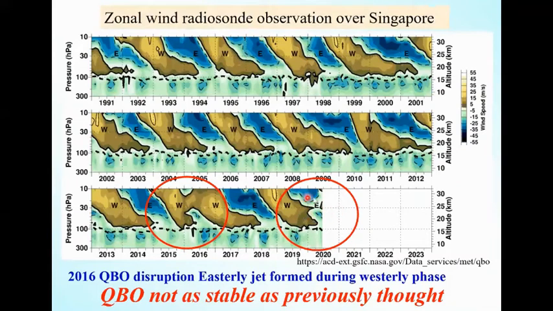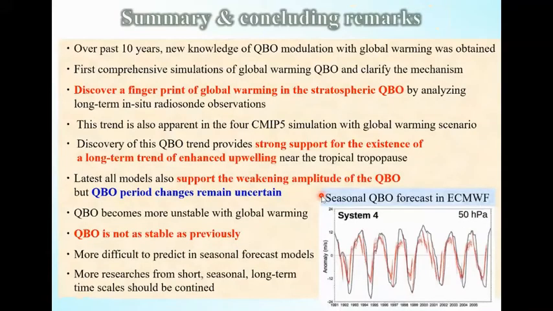Again, very recently, or just now, the second QBO disruption was forming like this: the westerly here and easterly here, and the easterly stopped here. So we cannot conclude exactly that this is due to global warming, but at least we can say the QBO is not as stable as previously thought. And this is a summary of my talk today.